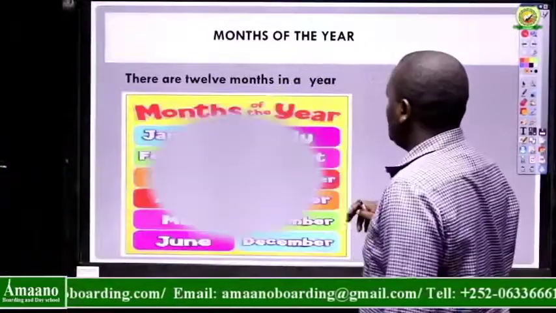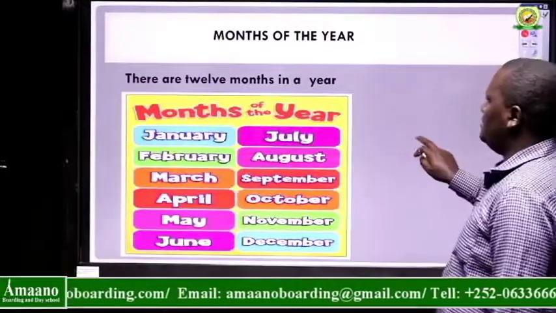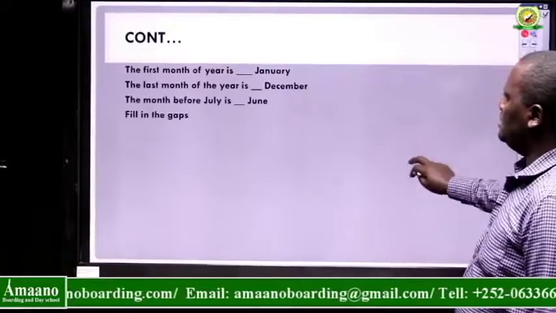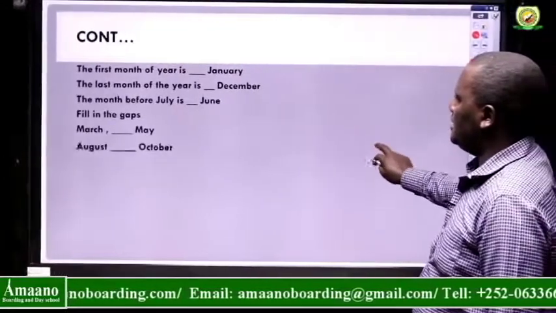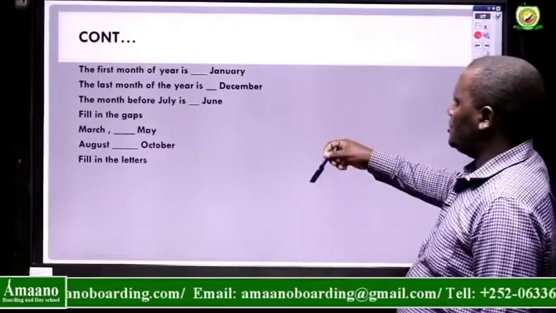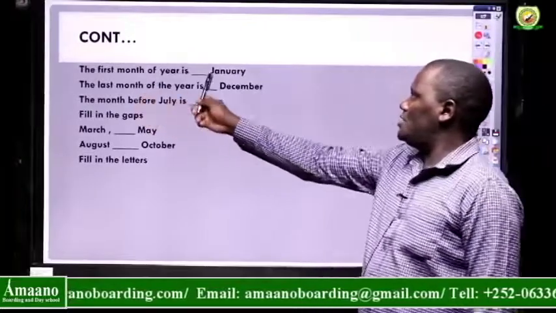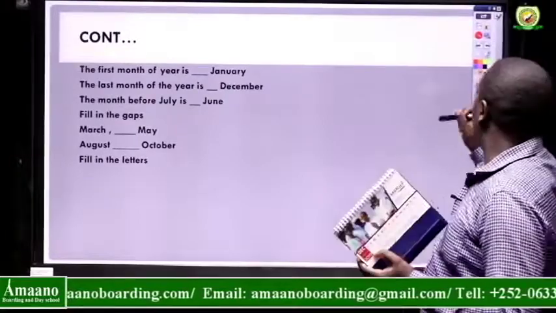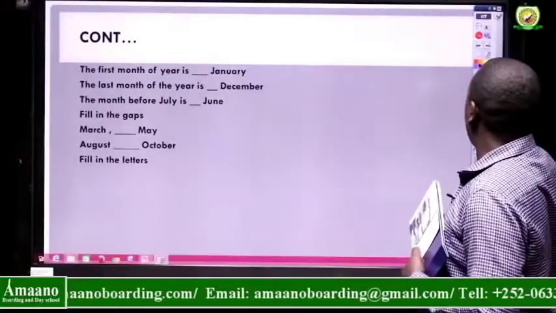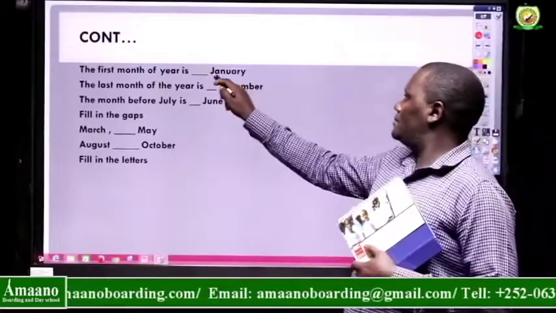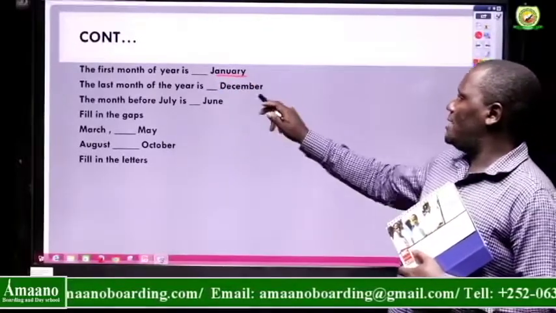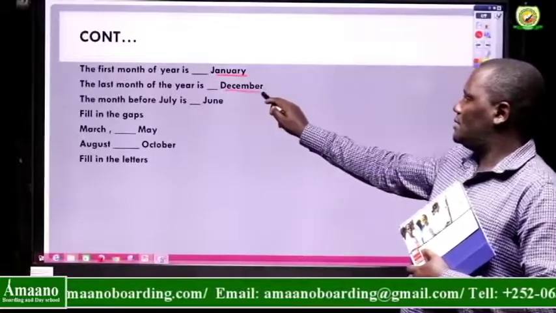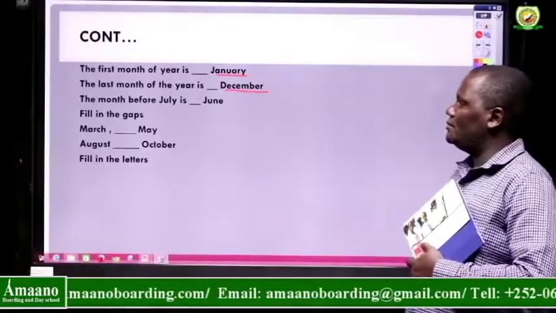The next part is the first month of the year. We shall use that calendar to answer these questions. The first month of the year is January, as we read on that calendar. The last month, as I told you, is December.